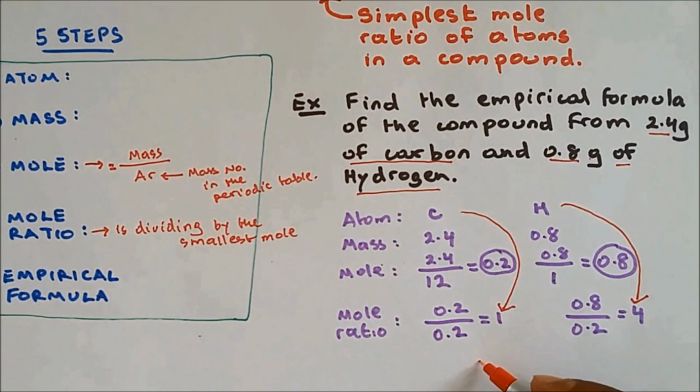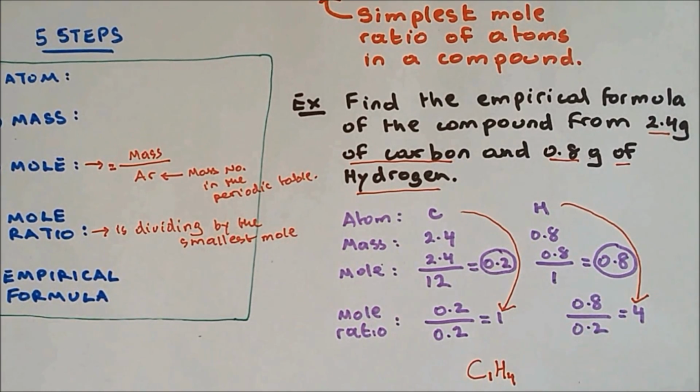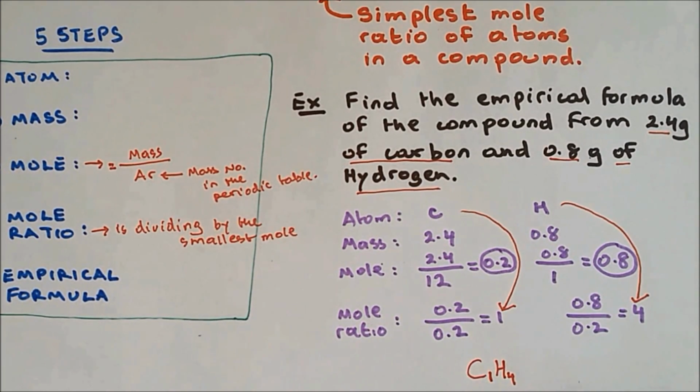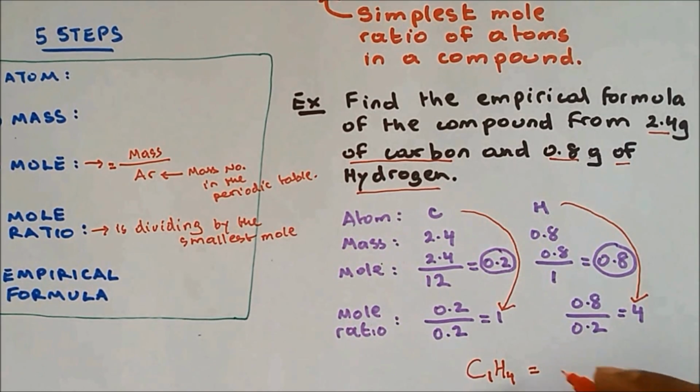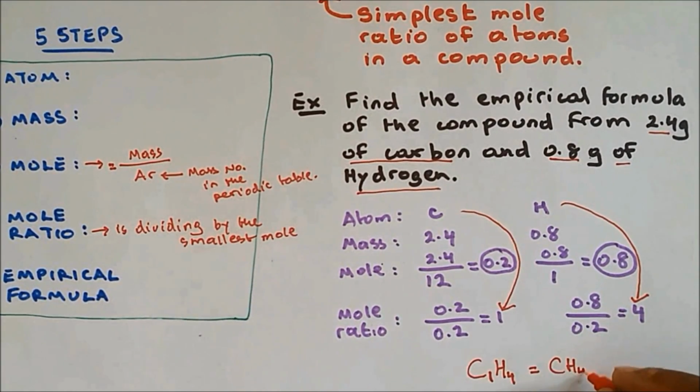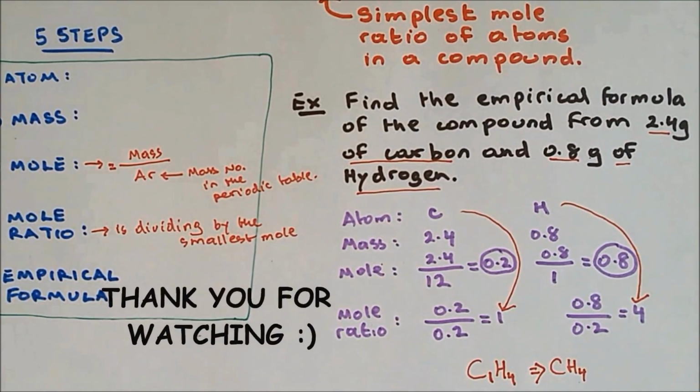So the empirical formula, we write carbon 1, hydrogen is 4. But if it's 1, you don't have to write 1. So that will be CH4. And CH4, you have seen this before, it's methane. And this is how you find empirical formula.